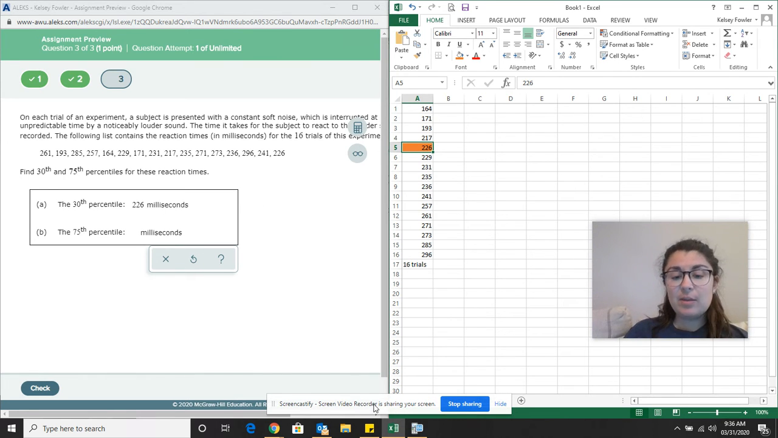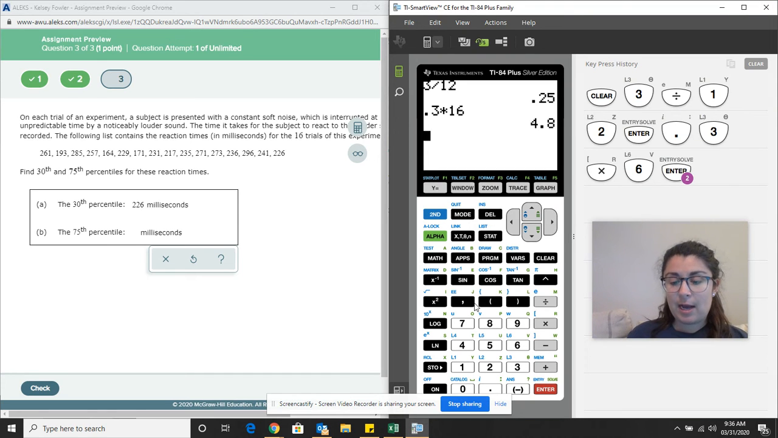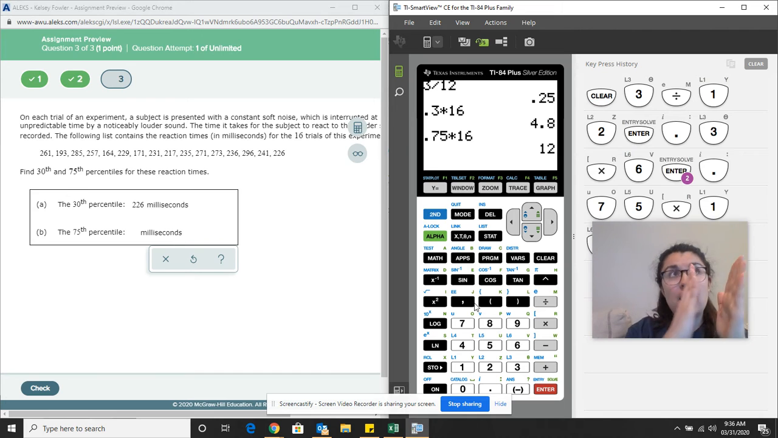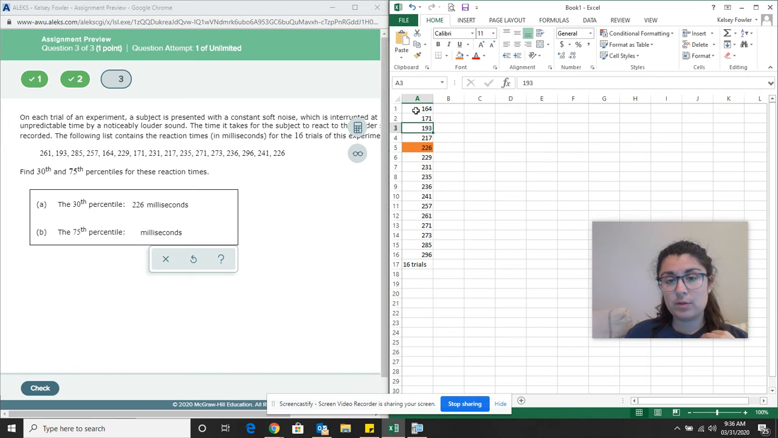For the 75th percentile, we need to find out what is 75% of 16. How many things or people do we have to pass by until we find the one that's above 75% of the others? And that is 12. So we need to count up 12 data points. 1, 2, 3, 4, 5, 6, 7, 8, 9, 10, 11, 12. This guy right here would be in a location such that below him is located 75% of the data.